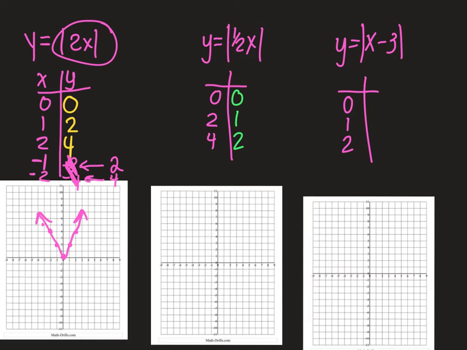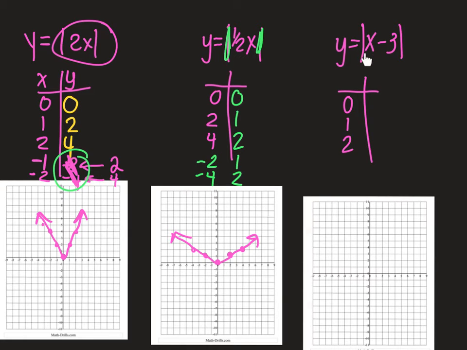I better do some negatives. Let's do -2 and -4. And don't make the mistake I did over here because I forgot to make everybody positive when I was done. So half of -2 is -1, but it becomes +1. Half of -4 is -2, but it becomes +2. So let's graph. I got 0, 0. I got 2, 1. I got 4, 2. I got -2, 1. -4, 2. This made the picture a little bit fatter. So it's a little bit more spread out.